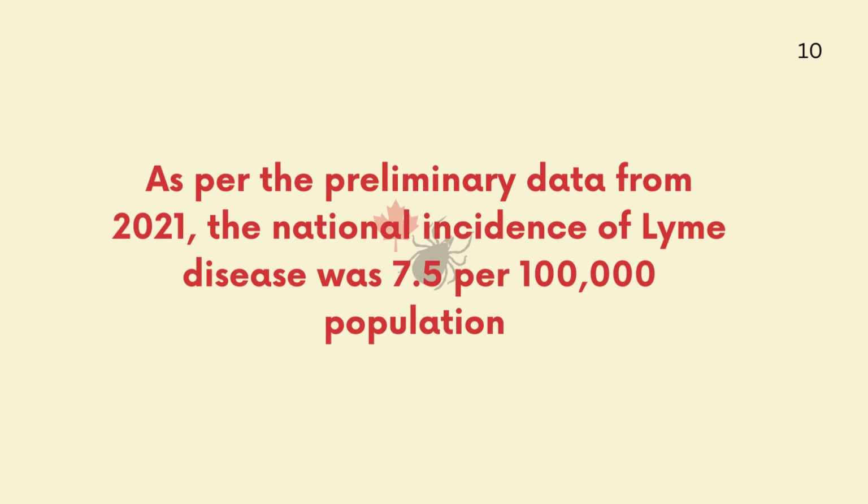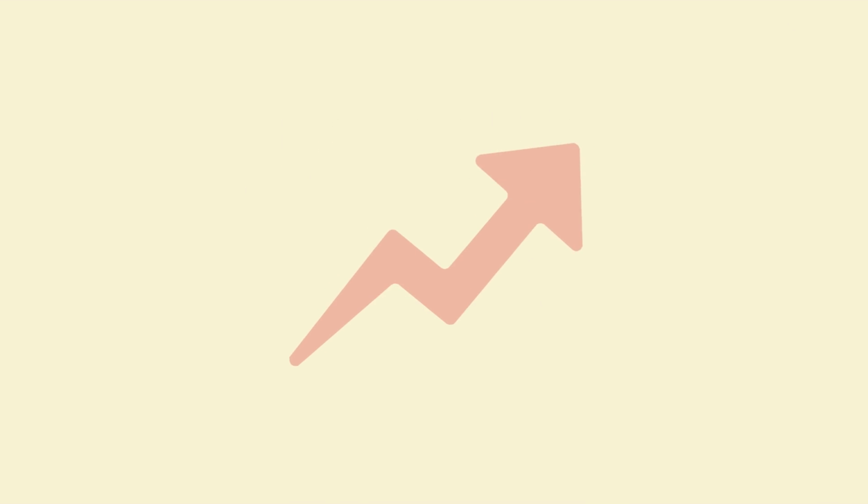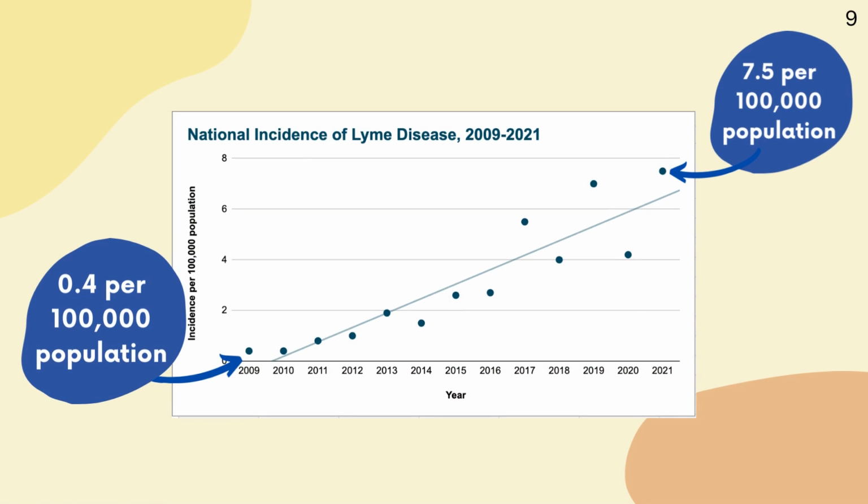We can also look at the overall incidence of Lyme on a yearly basis in Canada. As per the preliminary data from 2021, the national incidence lay at 7.5. This incidence varies across the country and on the basis of certain factors, such as age and sex. Generally, there has been an upward trend of reported Lyme disease since 2009, and it is estimated that this number will continue to increase. Overall, the annual number of reported cases was nearly 20 times greater in 2021 relative to 2009, with the incidence increasing from 4 to 7.5.